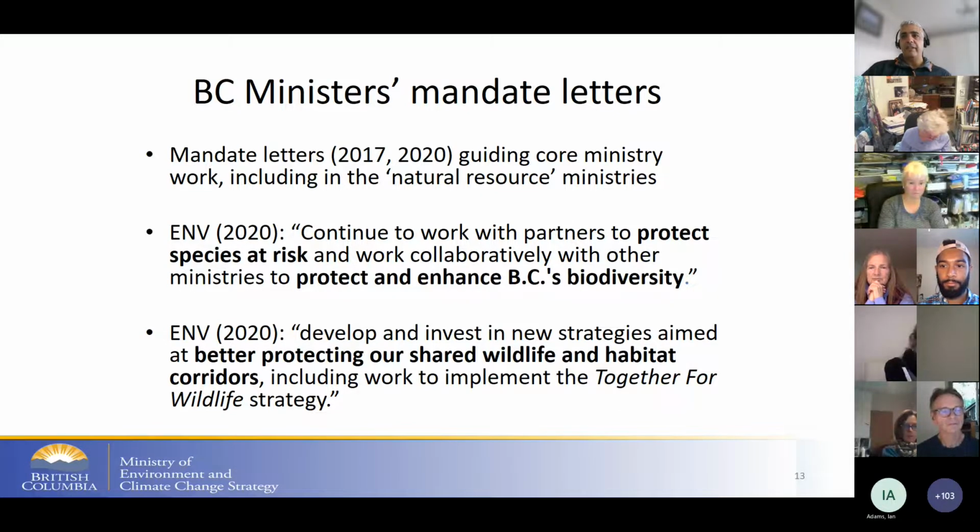Then there's an additional shared action between Environment and our sister ministry, Forests, Lands, Natural Resource Operations and Rural Development, which states that FLNRO and Environment will develop and invest in new strategies aimed at better protecting our shared wildlife and habitat corridors, including work to implement the Together for Wildlife strategy. Next slide, please.